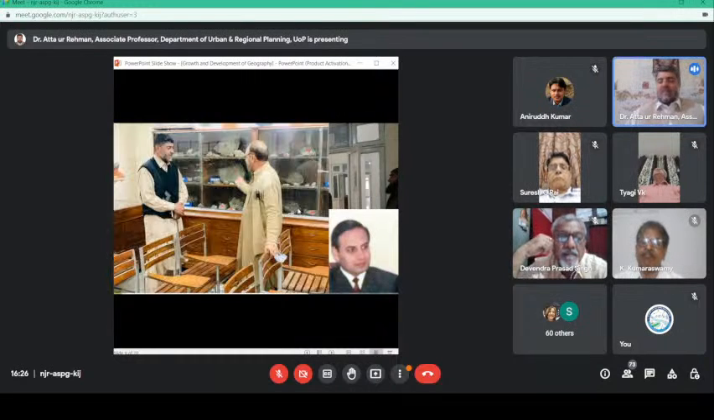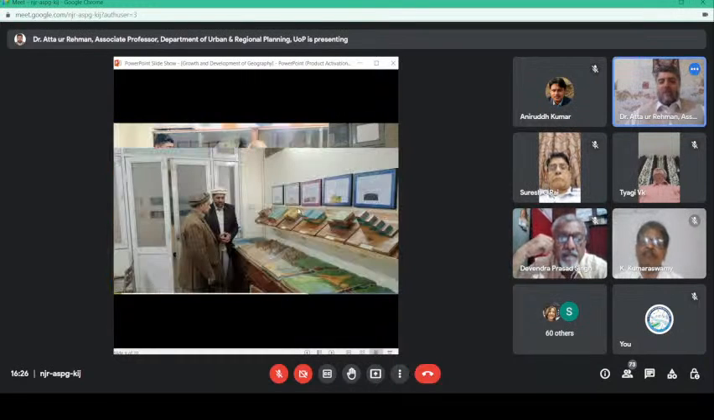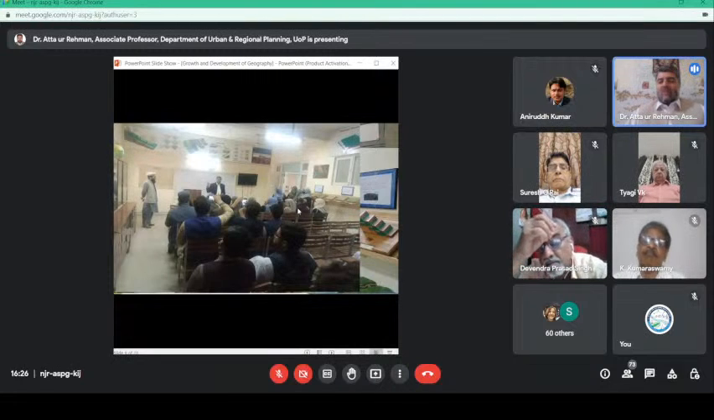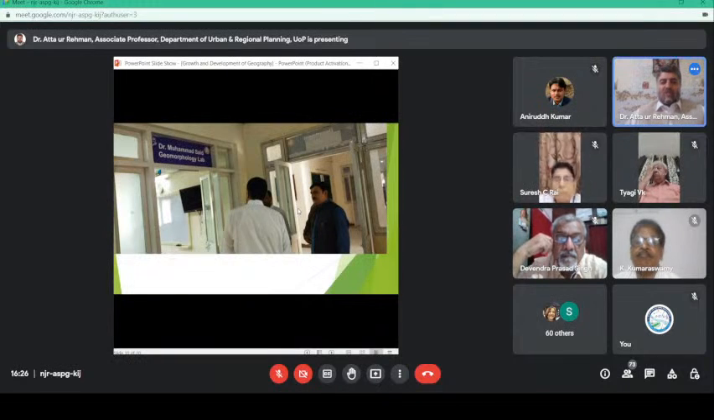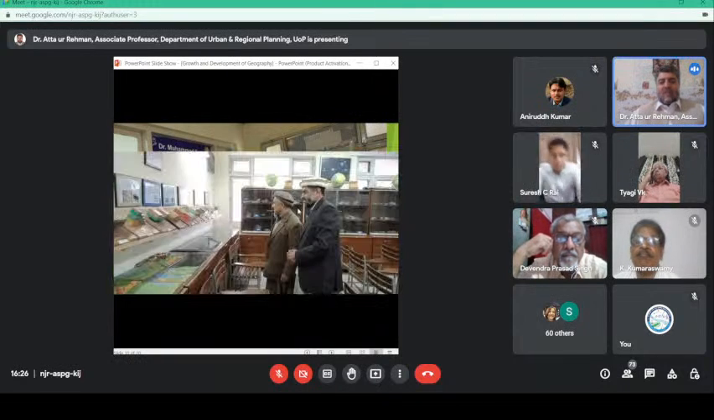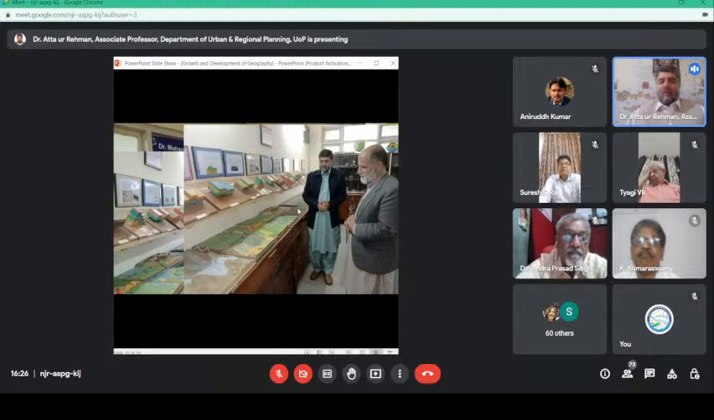You can see here some glimpses of the geomorphology lab. Some students from other universities also visit the Department of Geography. You can see here the students from Islamia College University and from the Government College Nowshera University. So you can see here some glimpses of the geomorphology lab.